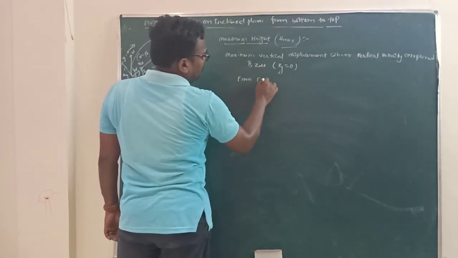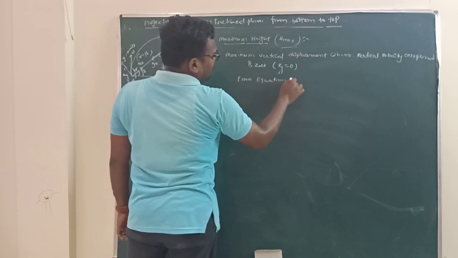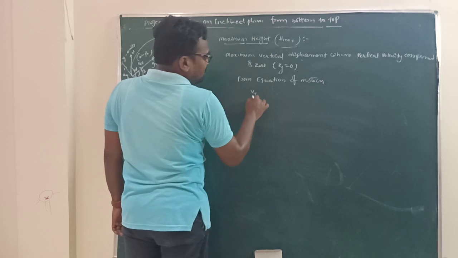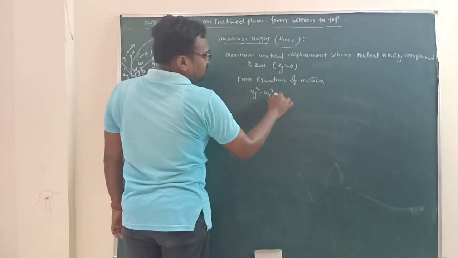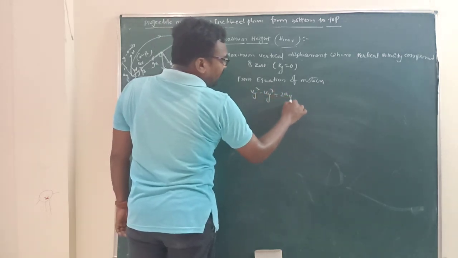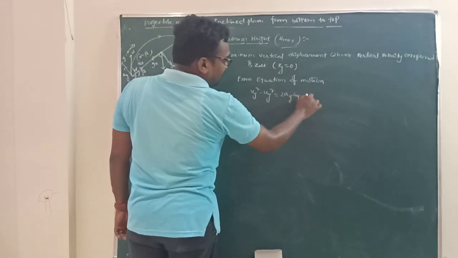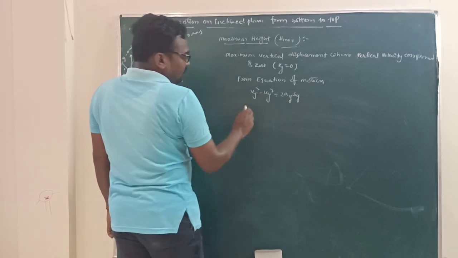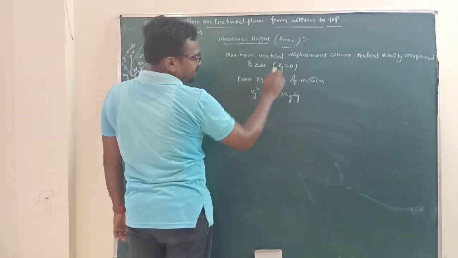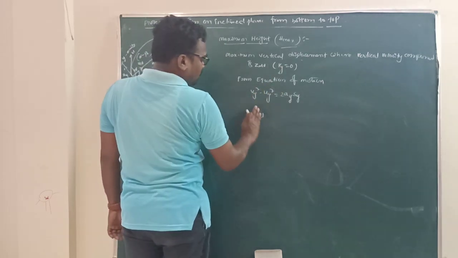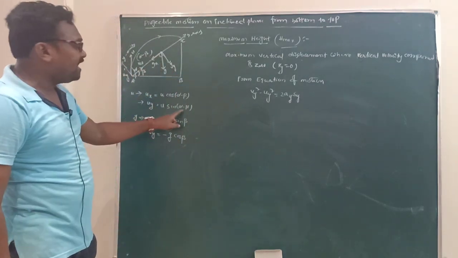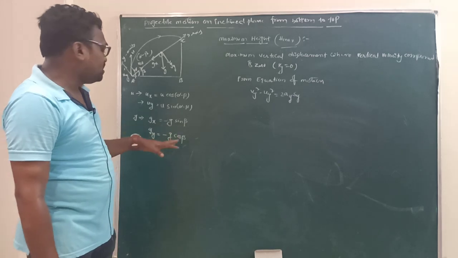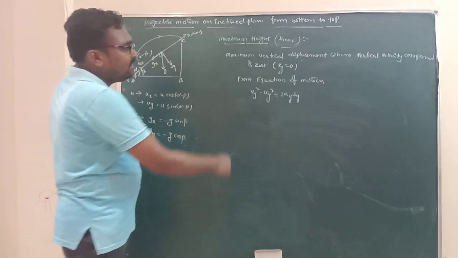So from the equation of motion, vy square is equal to uy square plus 2 ay sy. Here vy is equal to 0, uy is equal to u sin(alpha minus beta), and ay, that is gy, is equal to minus g cos beta.